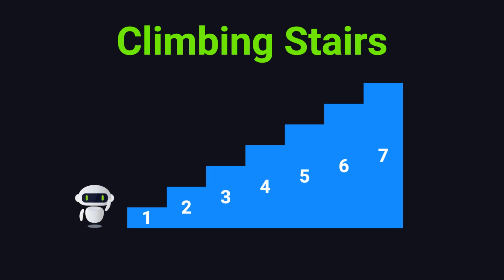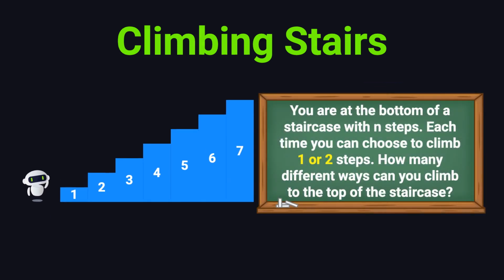Today, we're going to talk about a classic dynamic programming problem, climbing stairs. Here's the problem. Imagine you're standing at the bottom of a staircase with n steps. Each time, you can either climb one step or two steps. So the question is, how many different ways are there to reach the top?